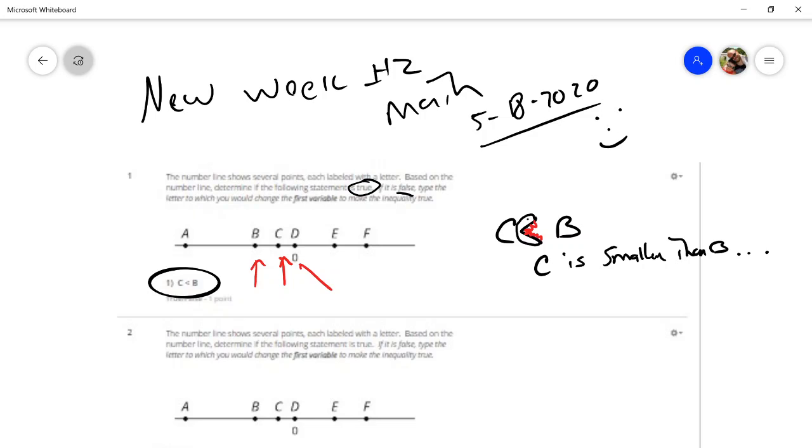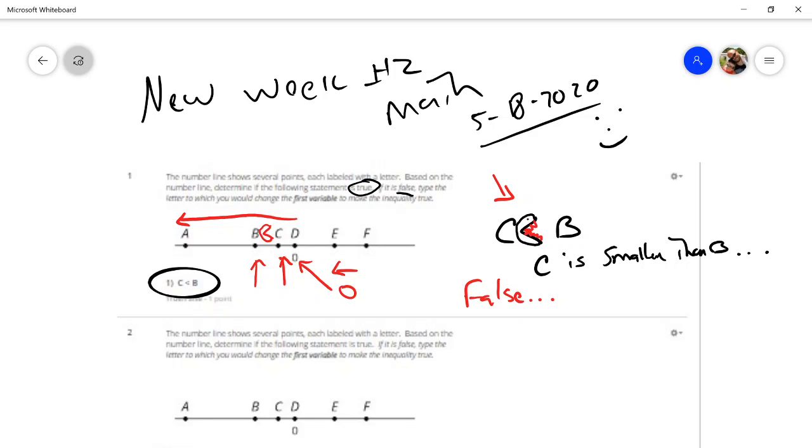So if you look at D, D is the 0. Anything to the left of 0 gets smaller as you go over further. So that means that C is actually bigger than B. That little Pac-Man is going after the C because it's bigger. This says C is smaller than B, so this is absolutely false.